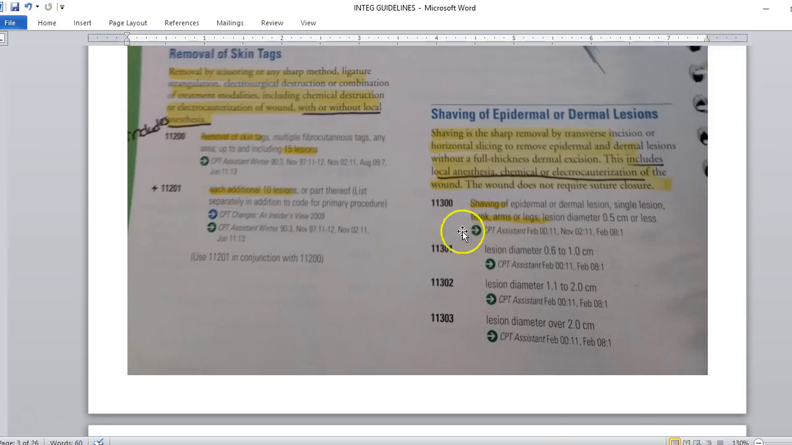So code 11300 is for the trunk, arms, or legs. And then as we go up numerically, we go up with how wide the diameter of this lesion is, okay? So we have 11300 that includes trunk, arms, or legs. We have 11305, which includes scalp, neck, hands, and genitalia. And 11310 that includes face, ears, eyelids, nose, lips, and mucous membranes. So again, we separate these out by anatomic site as well as by how large, in this case, the diameter. So the largest point between the widest area of that lesion.